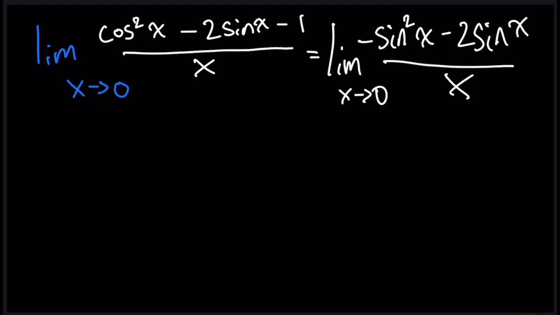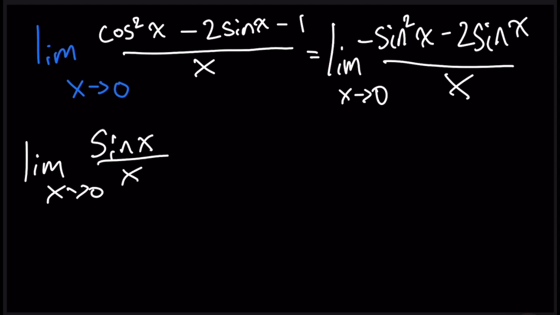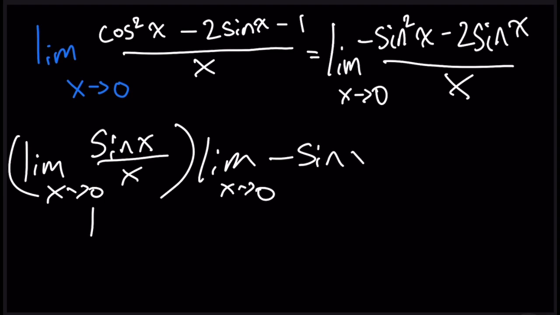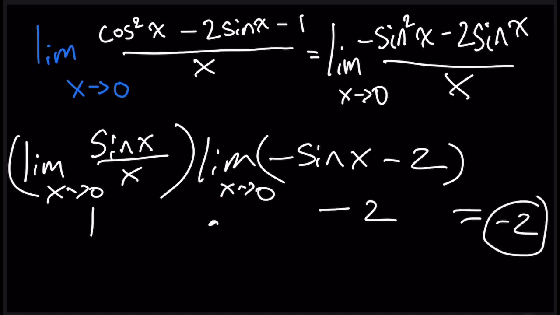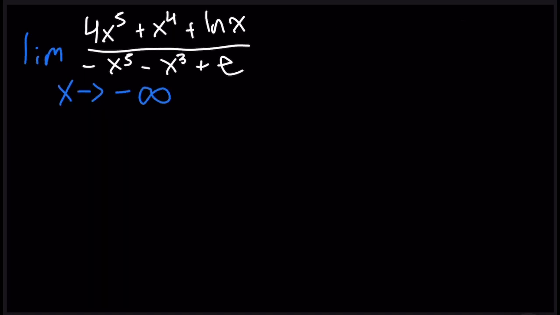And from here, we can take one of our special limits out. We know that the limit as x approaches 0 of sine x over x is just 1, as they both behave the same as both functions approach 0. And by substituting that out, we get the limit as x approaches 0 of negative sine x minus 2. We can solve this limit by substitution, we plug in 0, we get that the limit is equal to negative 2. And we know 1 times negative 2 equals negative 2. That's our answer.